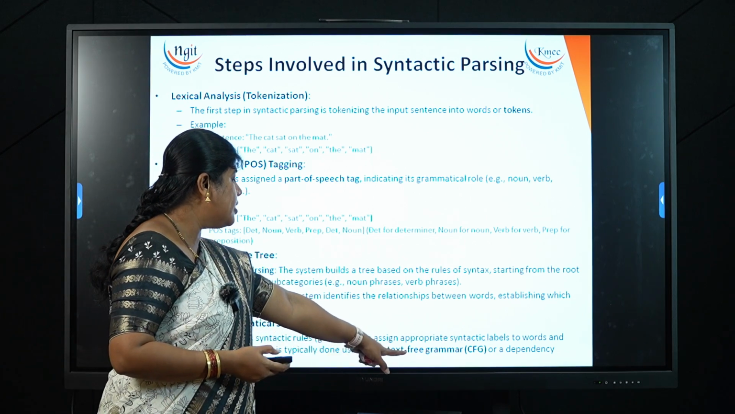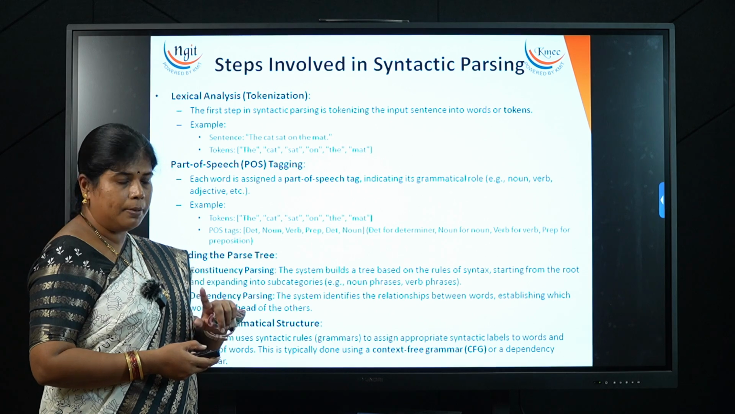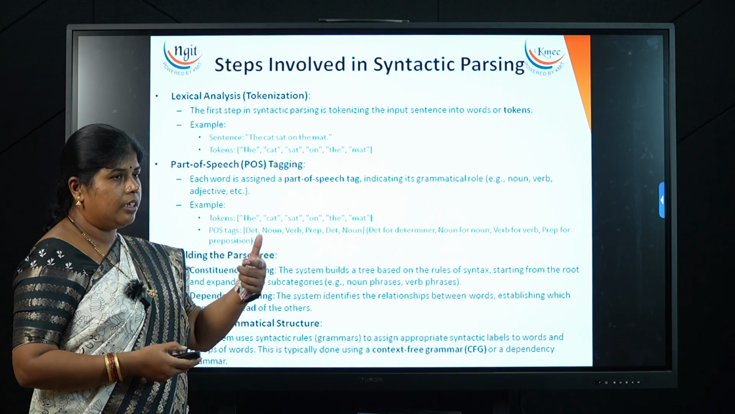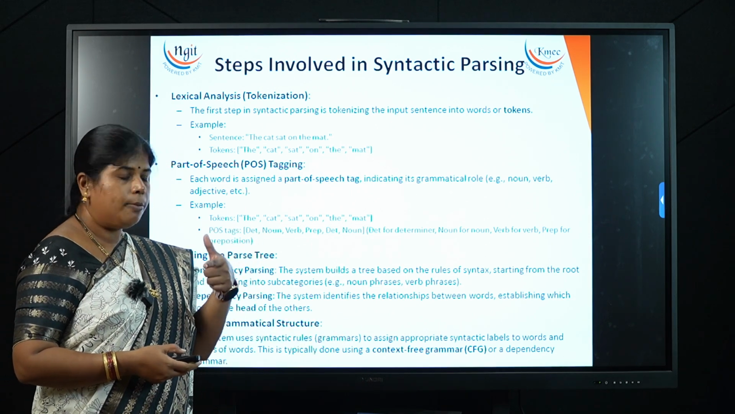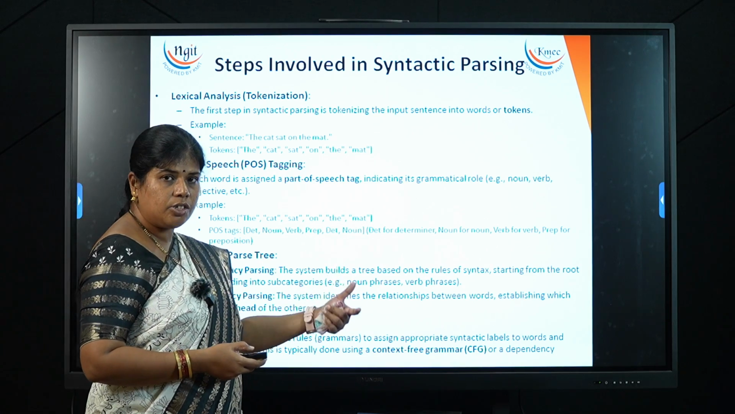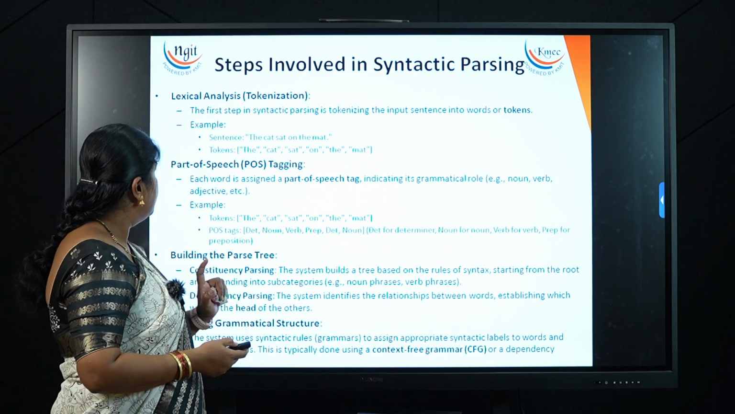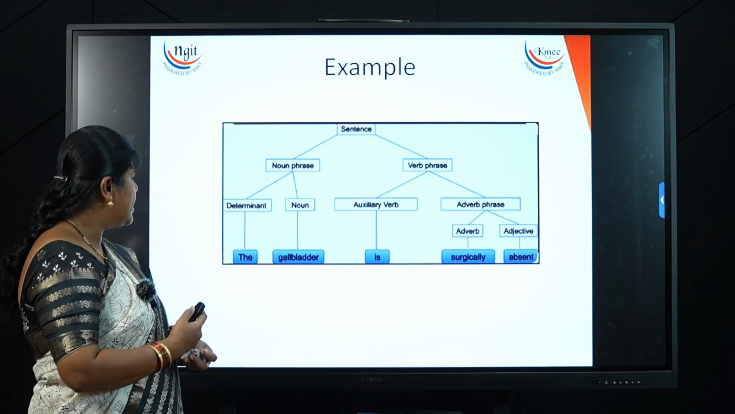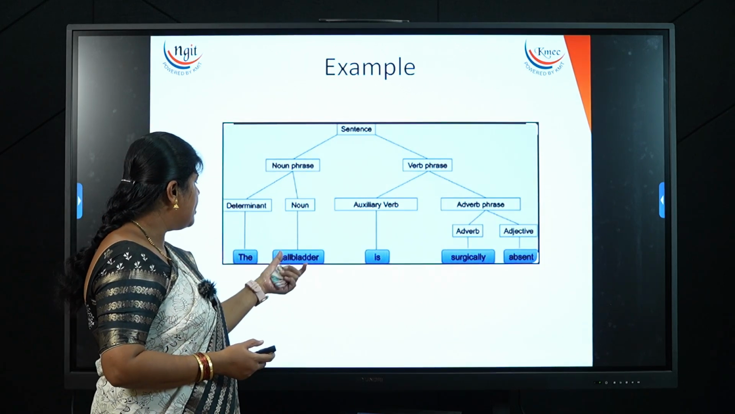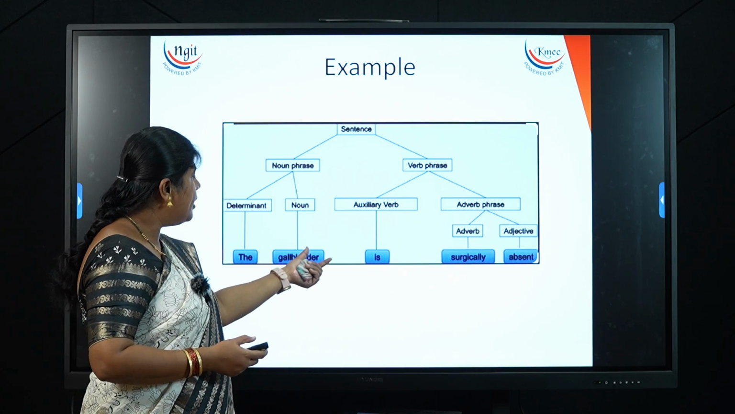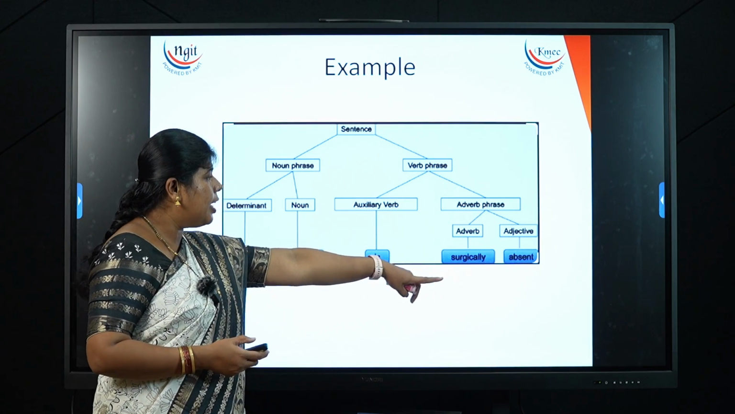So that is what is called a context free grammar, meaning the search process should not be affected by the particular situation, by the particular context. That's why it is called a context free grammar. Now what is the example? What is my sentence? The gallbladder is surgically absent.